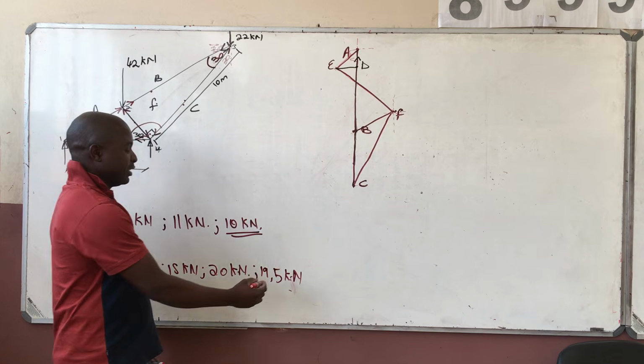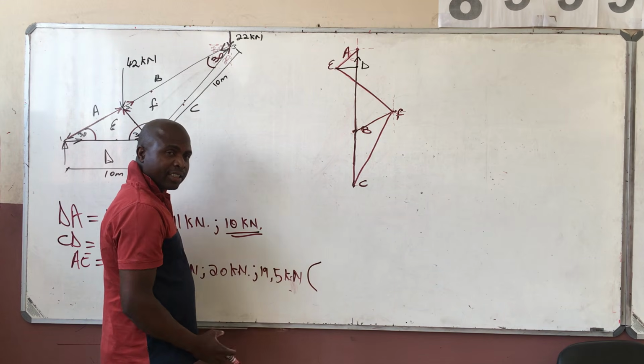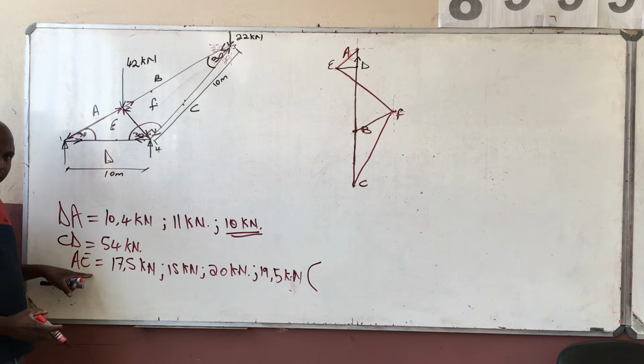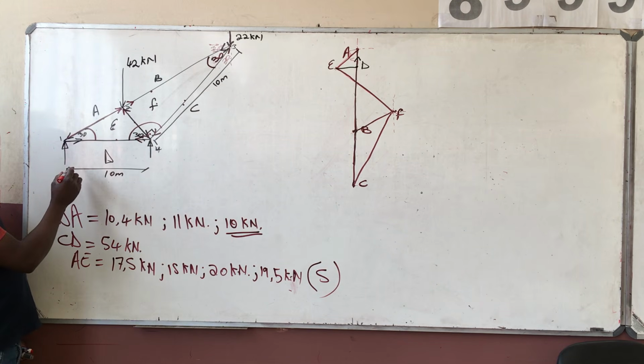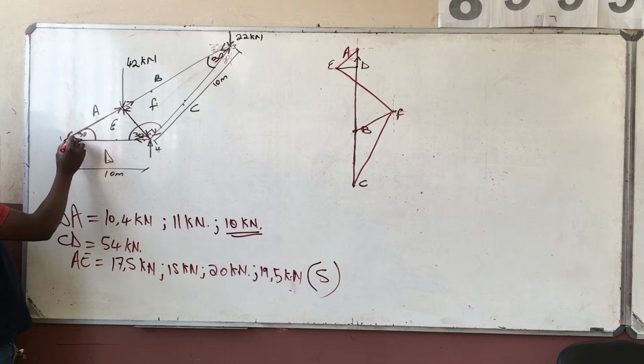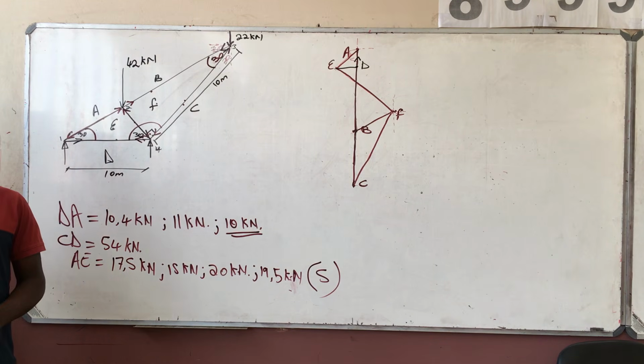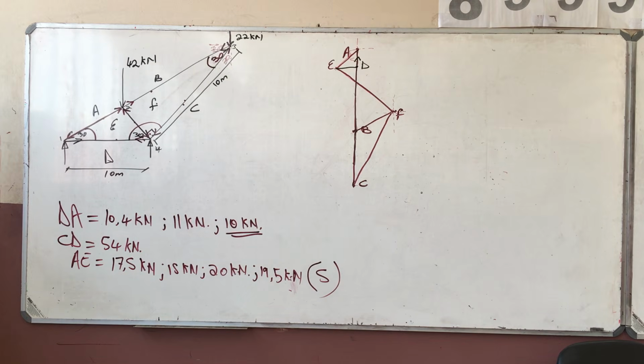Kilonewton. Then the nature. Nature of what? AE. Strut. Because for AE the arrows are opposing each other. So if you do not draw those arrows, you won't be able to get the nature. In the book they got 19.5 strut for AE, meaning those who got 20 are still correct. Those who got 17.5, yeah. But 15.